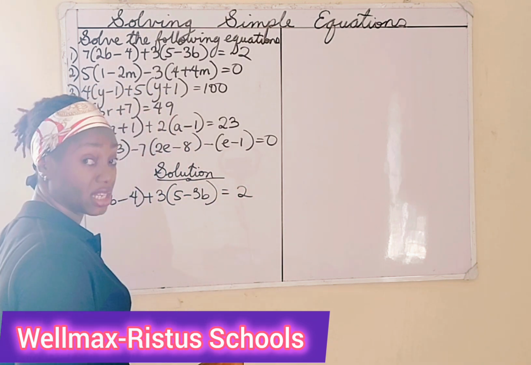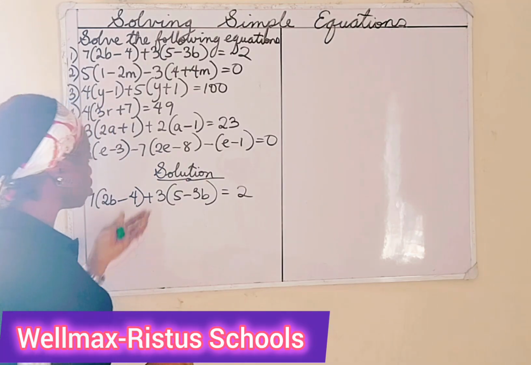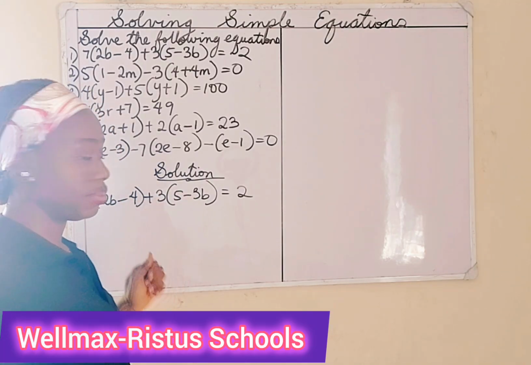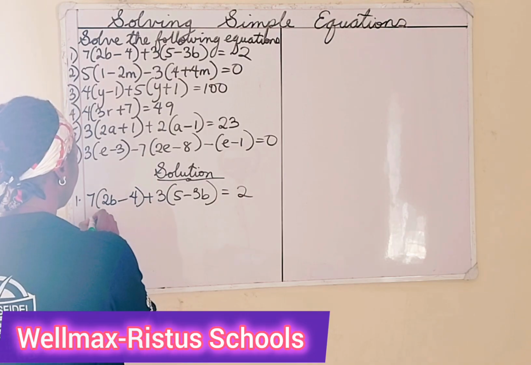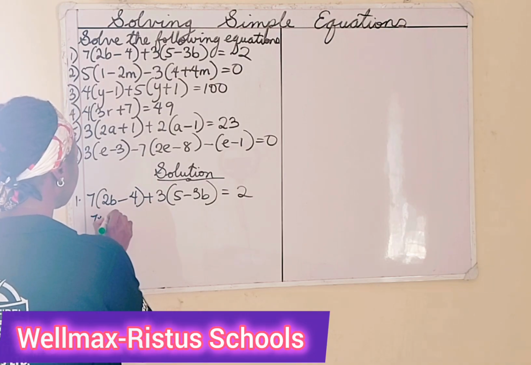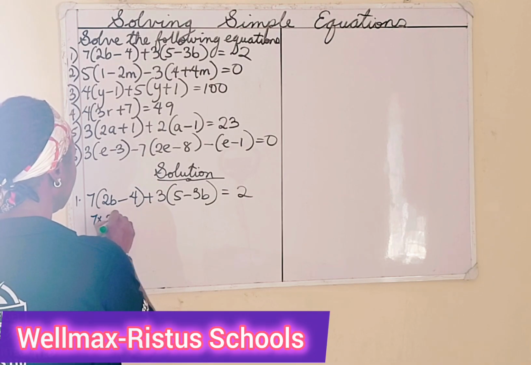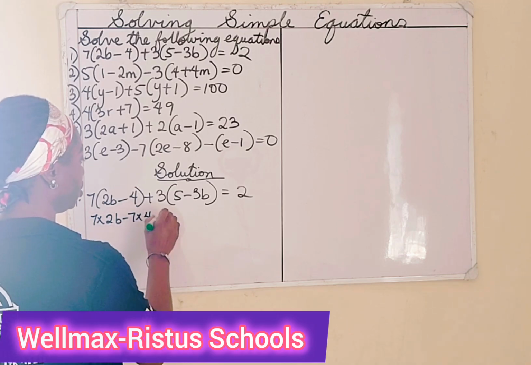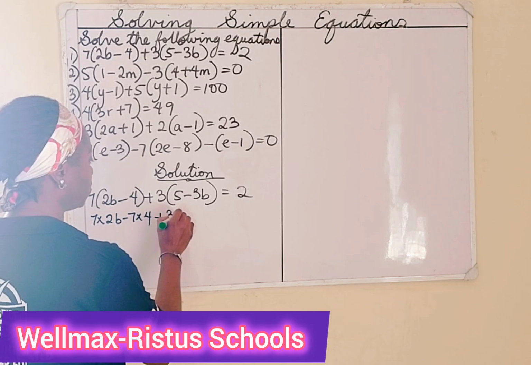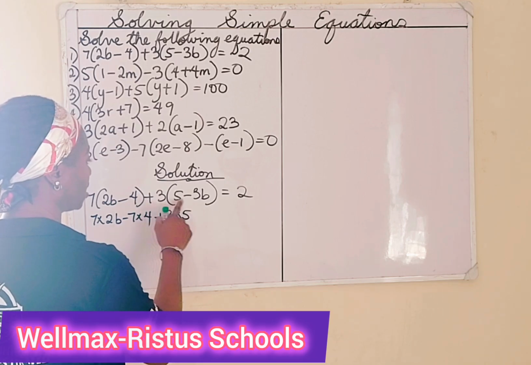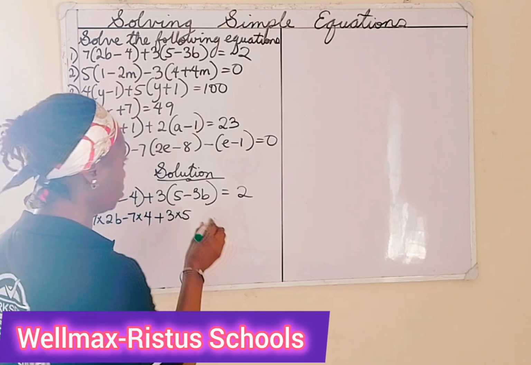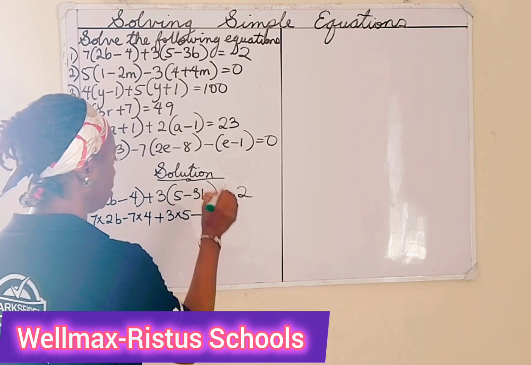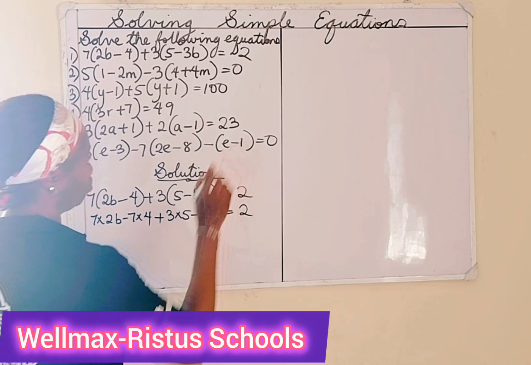Now, according to the WELLMAX principle, the first thing we have to do here is to open the bracket. So I'm going to expand the bracket. We have 7 times 2b minus 7 times 4 plus 3 times 5, plus times minus is minus, then 3 times 3 equals 9b, and equals 2.